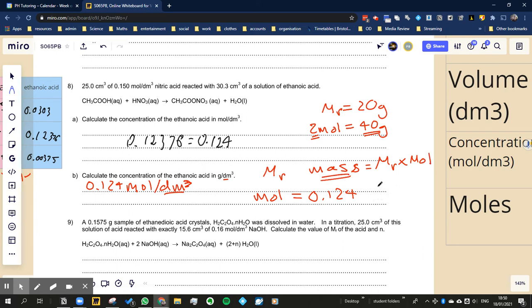So in this case, I've got to find out the molar mass using the periodic table. I've got the formula over here, so I'd want to find out the mass number of carbon and hydrogen and oxygen to work out the molar mass of ethanoic acid. And then I'm going to multiply it by 0.124, and that would give me the mass in every decimeter cubed, and that would be the answer to this question.